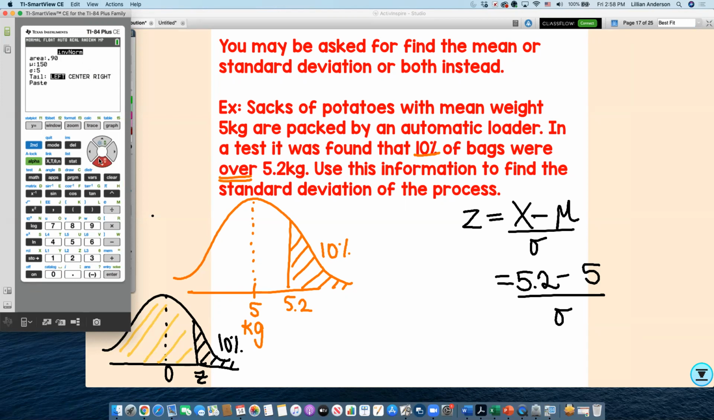You'll type in your mean of 0, not 5, standard deviation of 1, because we are looking for the value of Z that we're going to plug into this formula to find my standard deviation. Now, I'm doing it this way first, because this is for those people who do not have the tail feature, because it automatically does the left. Click enter, this should be your value.